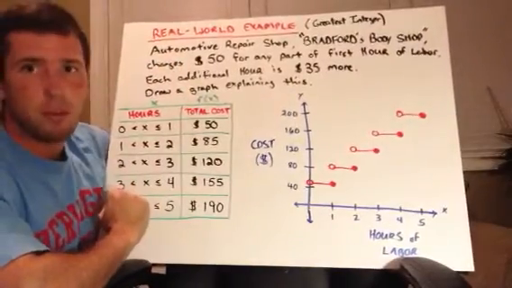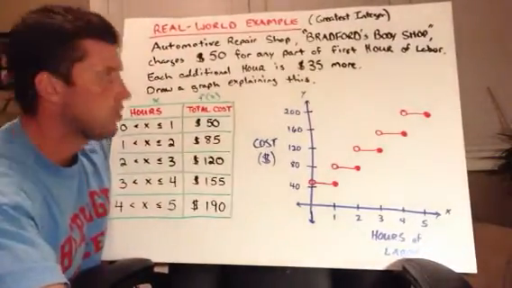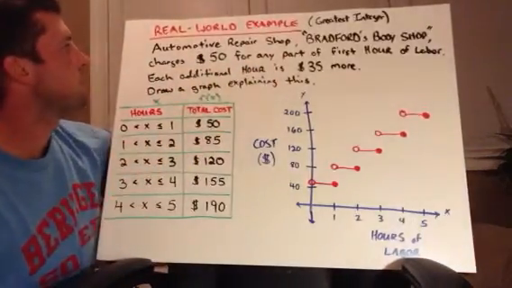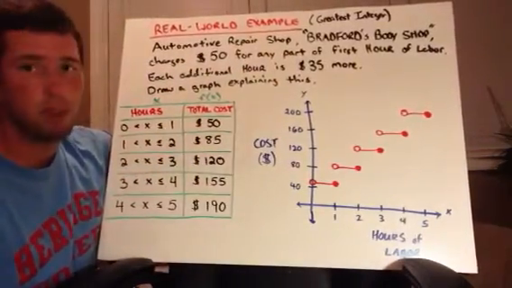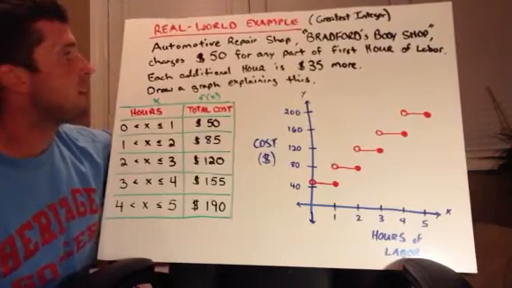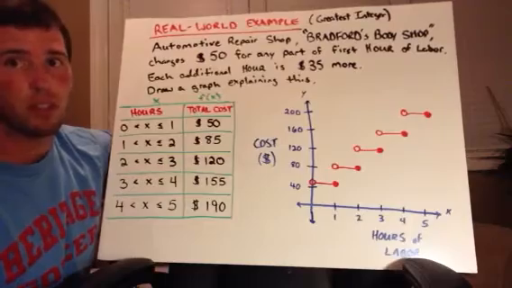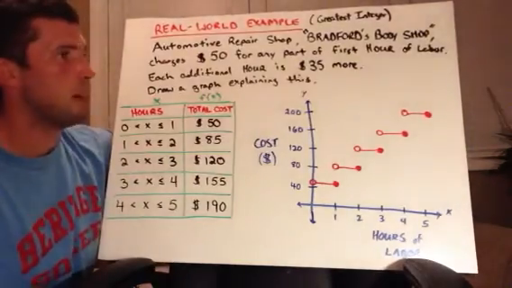So the real world example for greatest integer. Let's look at an automotive repair shop, Bradford's Body Shop. That's what I have now. I charge $50 for the first hour of labor, and then each additional hour after the first one is 35 extra bucks, not ducks, bucks.